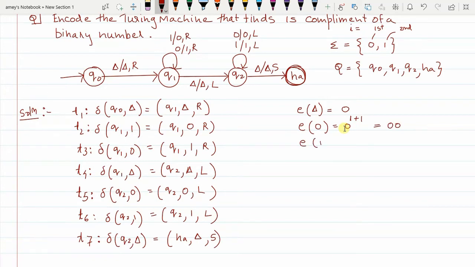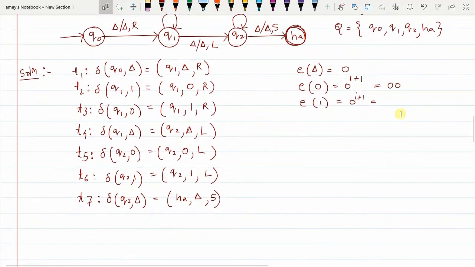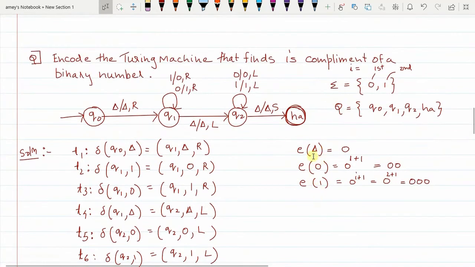Now E of 1 is 0 raised to again I plus 1. In our case, what is I for 1? For 1, I is 2, because it is the second symbol of the alphabet set, so I is 2. So this can be written as 0 raised to 2 plus 1, so you will get 3 zeros. So this is how we have encoded each input symbol, whether it is a blank symbol or any valid symbol.